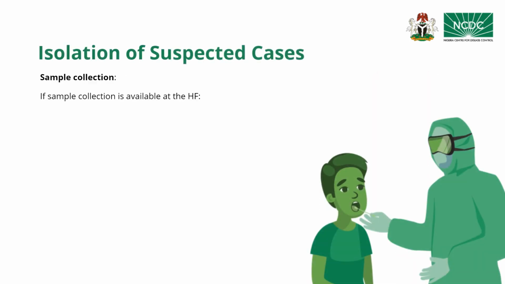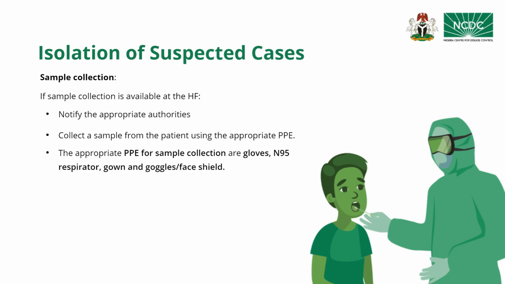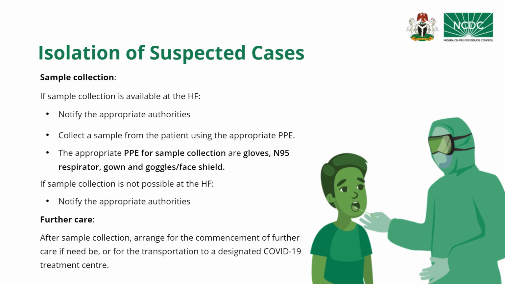If sample collection is available at the healthcare facility, notify the appropriate authorities and collect a sample from the patient using the appropriate PPE. The appropriate PPE for sample collection are gloves, N95 respirator, gown, and goggles or face shield. If sample collection is not possible, notify the appropriate authorities. After sample collection, arrange for the commencement of further care if need be, or for the transportation to a designated COVID-19 treatment center.